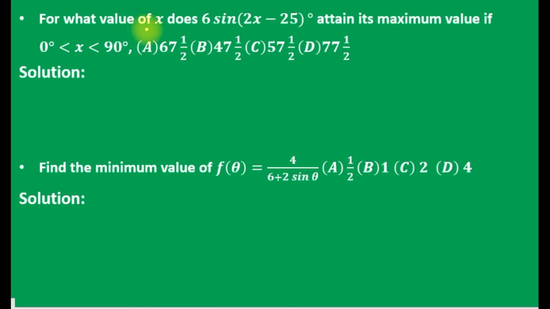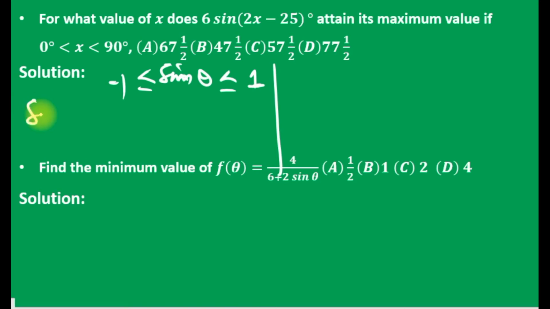So we ask for what value of x does this attain its maximum value? If the angle is a first quadrant angle, we know that for any sine function, the sine of any angle has a minimum of -1 and a maximum of 1. So the way we solve this, for this to have a maximum value, this should be 1. That's it. Anything here, the maximum value is 1.